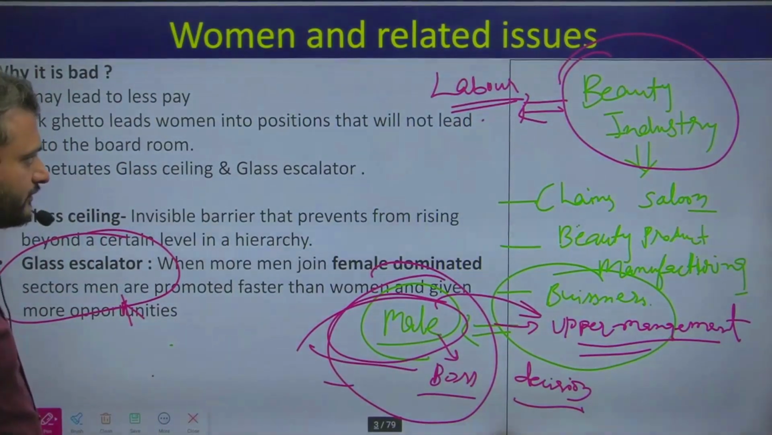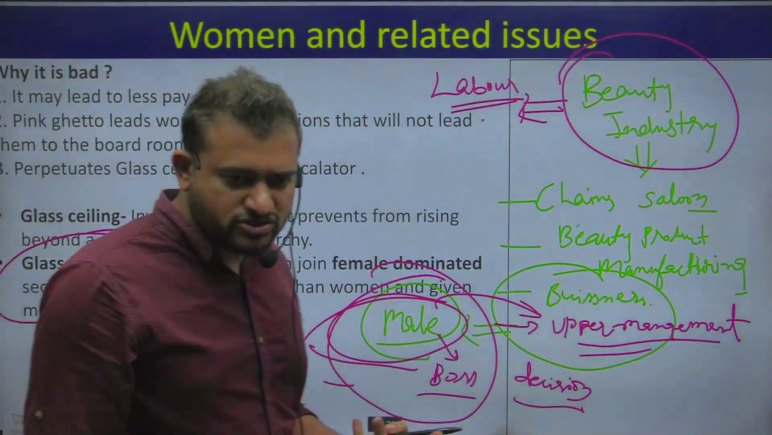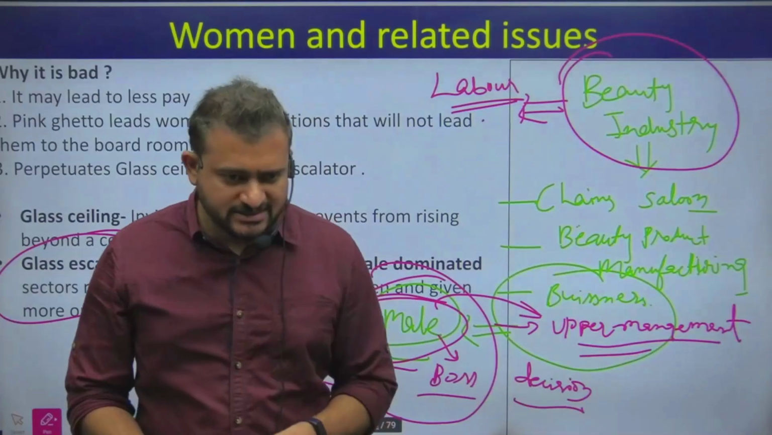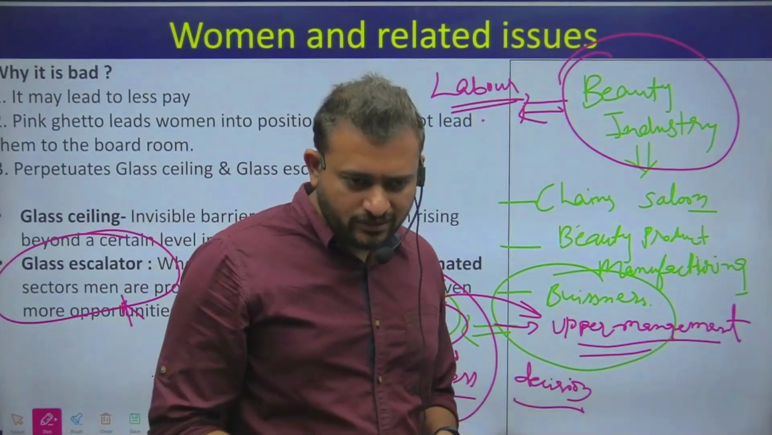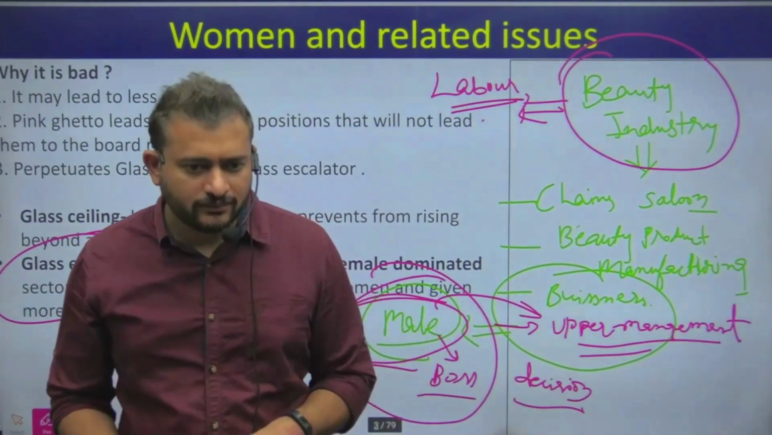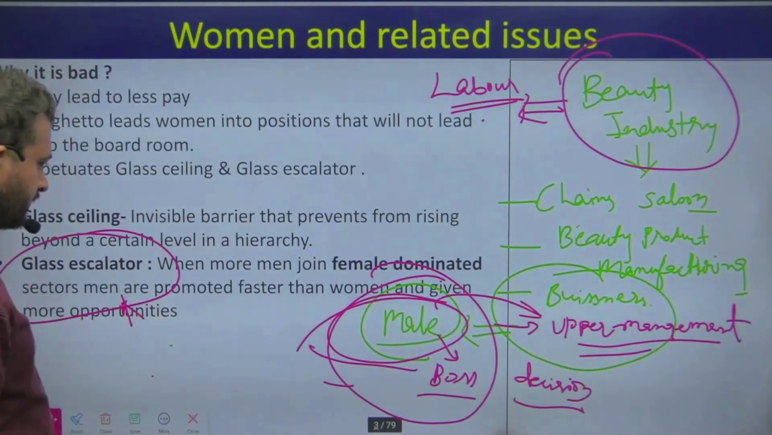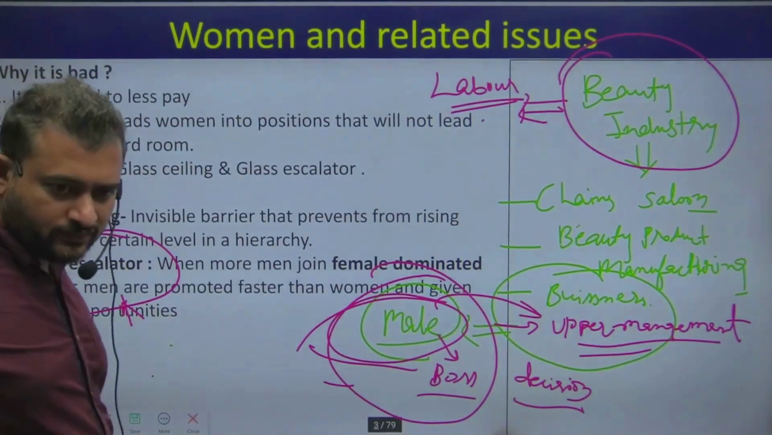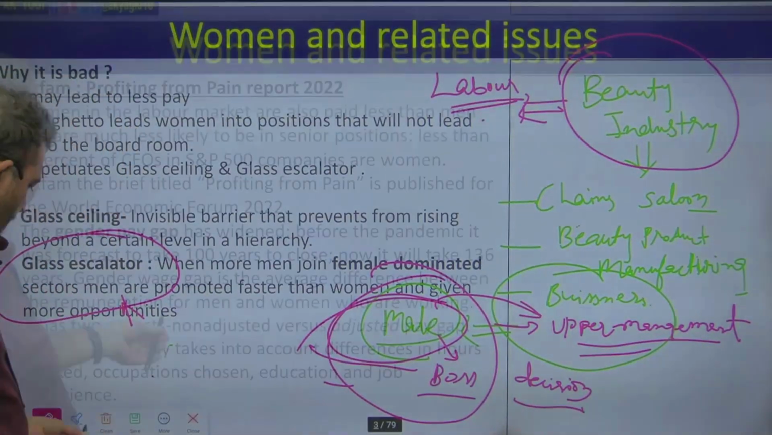Okay, so far we have seen three terms: imposter syndrome, glass ceiling, and glass escalator. Is there any confusion or any difficulty to understand? Shall we go further?